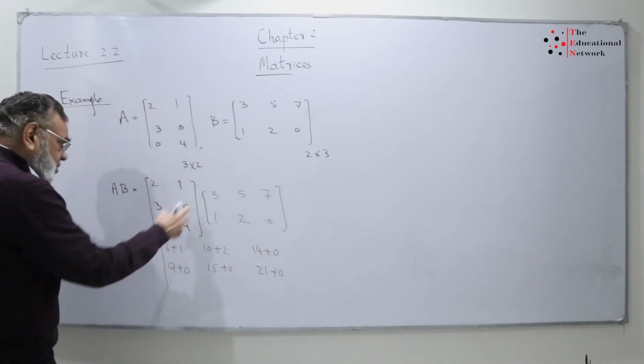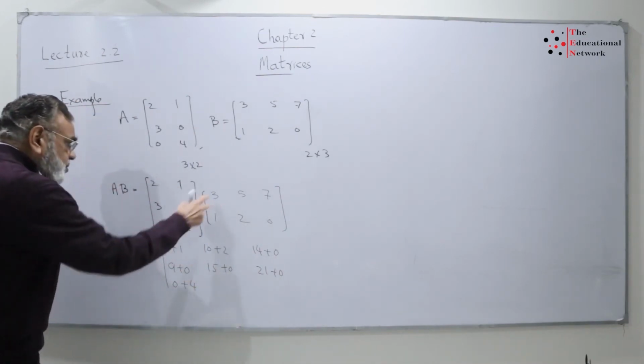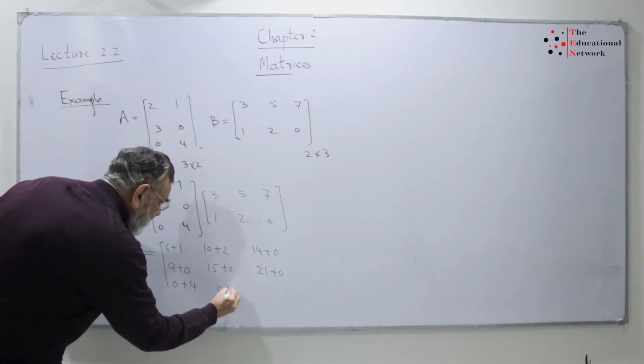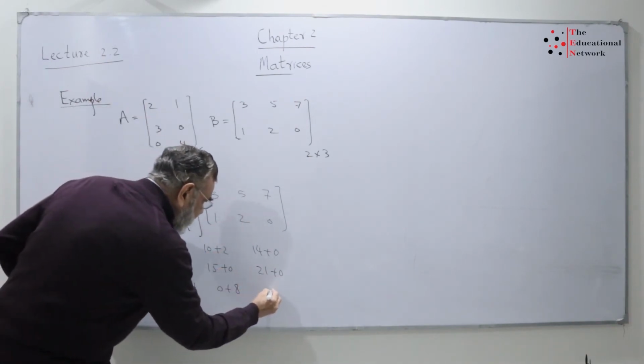Then we have in the last row, first column, we have 0 plus 4. Then this last row with second column, we get here 0 plus 8. Last row with third column, we get here 0 plus 0.